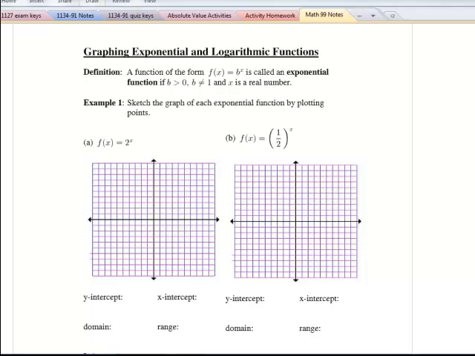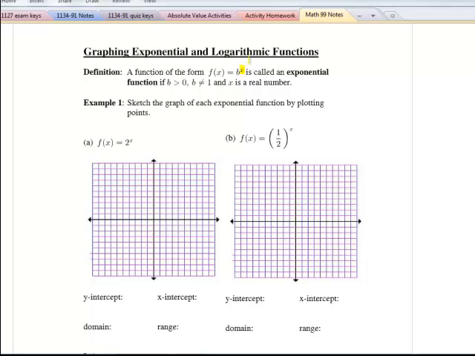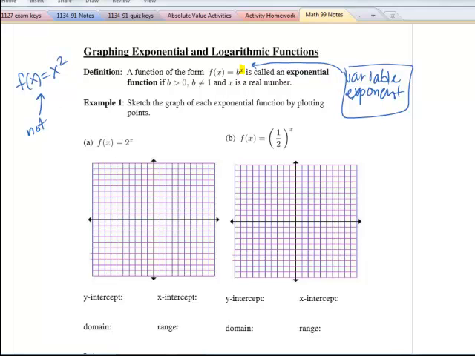So the key is that the variable is in the exponent. Notice that's different from something like x squared. In that case, there is an exponent, but the variable is not in the exponent. The variable is in the base. So when the exponent is a variable, that's exponential. This is not exponential. Even though it has an exponent, it's not a variable exponent.